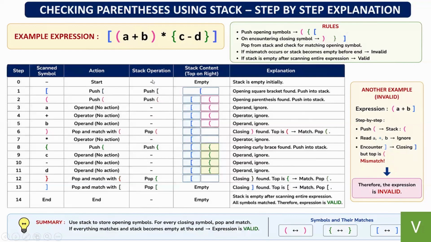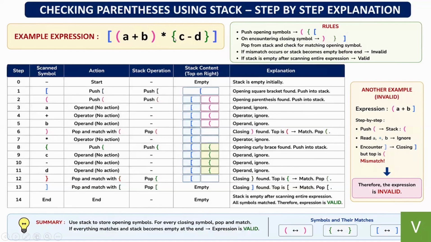So now pop out the top element from the stack and check whether the pair is matching or not. Hence it is matching, so we will pop out that element from the stack. So now the stack consists of only a single character, which is the opening square bracket. So now at the seventh iteration, it is a star, an operand. So no action is needed to be performed.